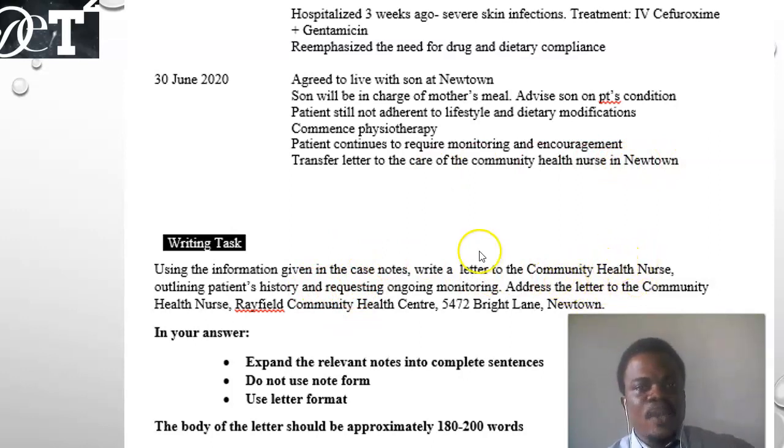Some persons make the mistake that any letter they are writing, they will always think it's a referral letter. The letters are actually similar. The pattern you write them is actually the same, but the truth is that there are subtle differences. I'm not going to say I'm writing to refer. I'll say I'm writing to transfer. So this is a transfer letter. We are transferring this patient. But most likely this patient agreed to live with the son at Newton. Son will be in charge of mother, advice on patient is still not adherent to this. Let's see where this patient was living before. So let's start from the beginning of this letter.